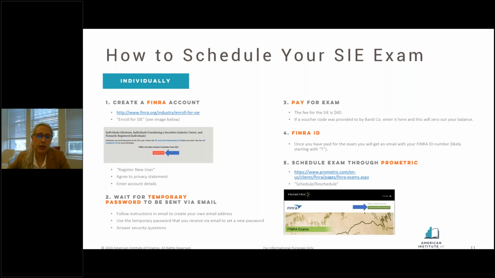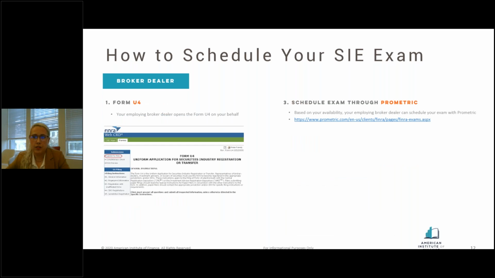Prometric centers are locations where you're going to take your exam. You just go on their website, which you can see here on the screen, and you click schedule or reschedule. You can select your date, time, and location. And then you're going to go and take your exam.